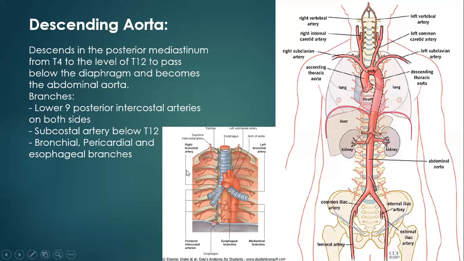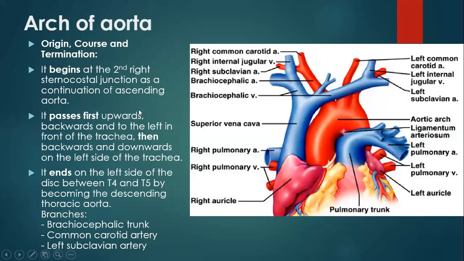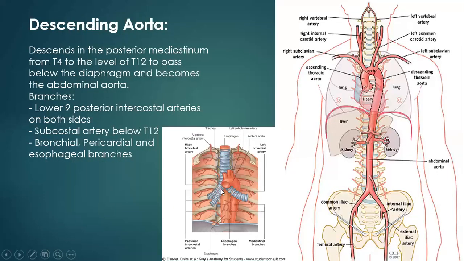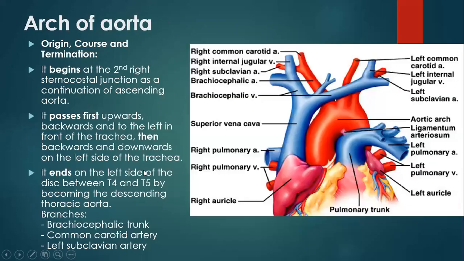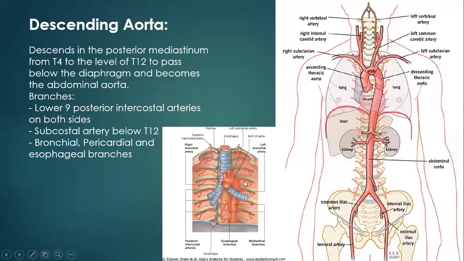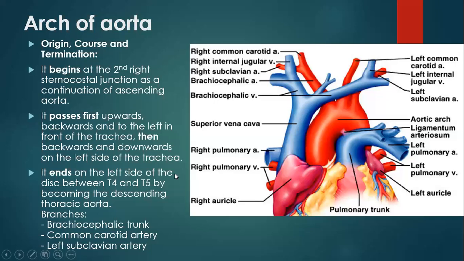Let me show you the other picture. Here you can see the trachea, and this is the arch of the aorta. Here it is much clearer. It is arching from the right side towards the left side, backwards and upwards, in front of the trachea, so the trachea is behind. Then backwards and downwards on the left side of the trachea. Once the arch is complete, it will be descending on the left side, downwards and backwards.